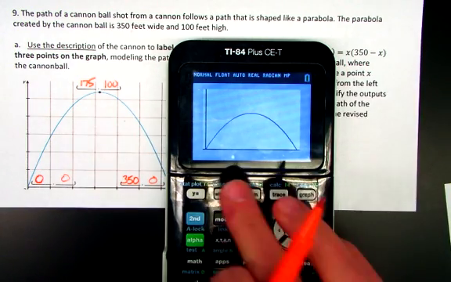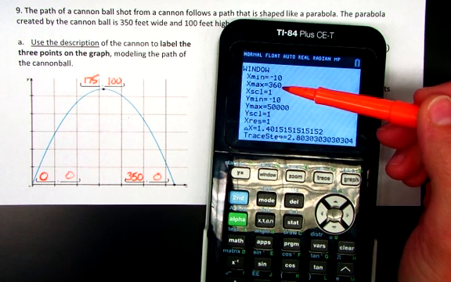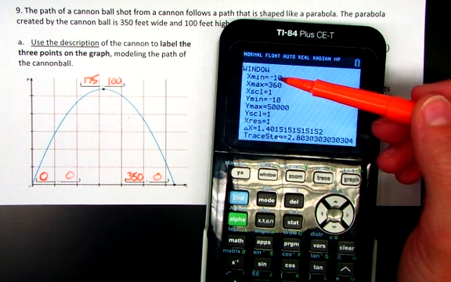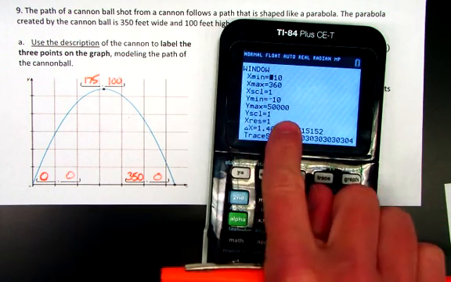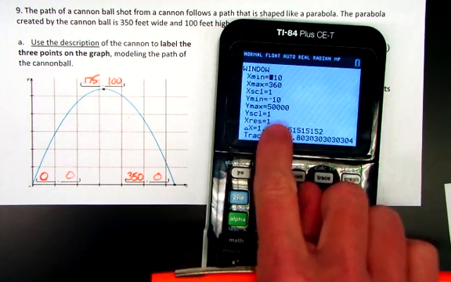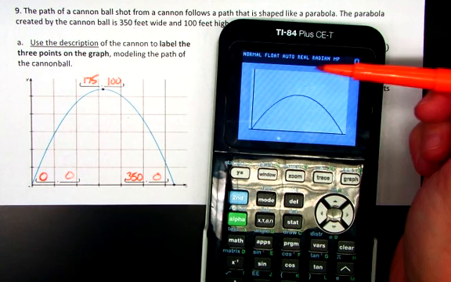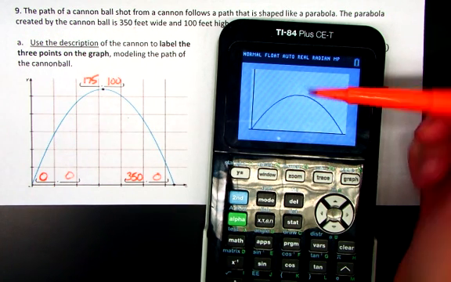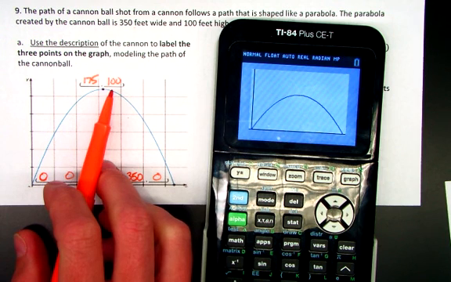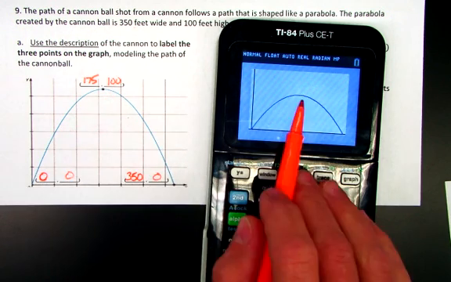Here's the issue though. If you go to Window, I have my X max at 360 because I want to see both my 0 and my 350. My Y max, though, is 50,000, so you're going to have to mess around with this to figure out. But if my Y max is 50,000, you'll notice this is pretty tall. This is over halfway of that. This height, however, is only 100. So what I need to do is figure out how do I change my Y so that I get 100 instead of the Y value here.